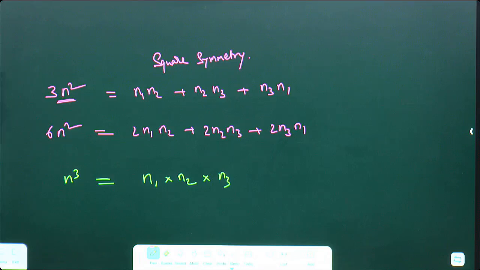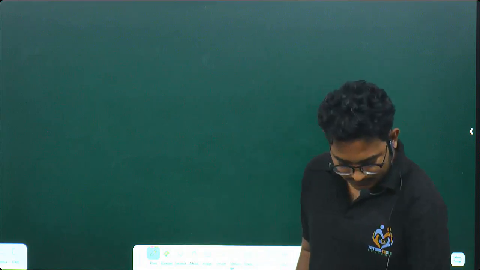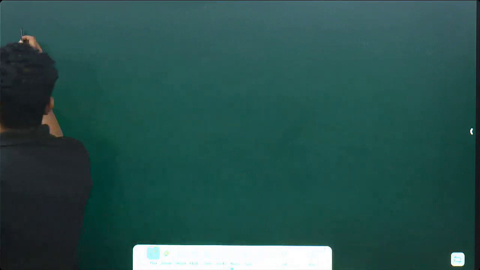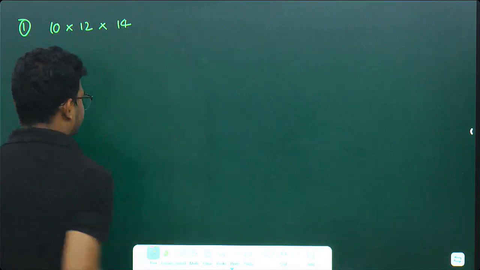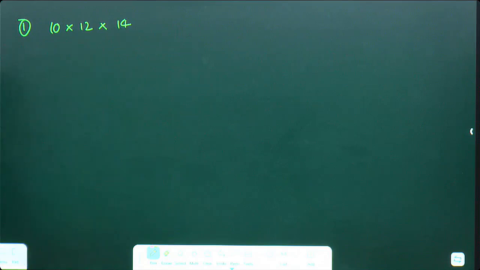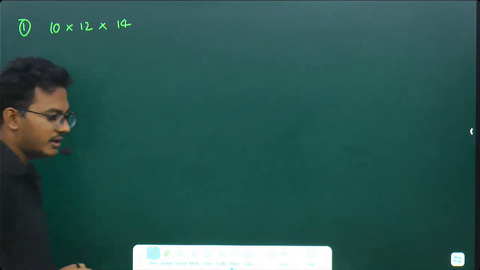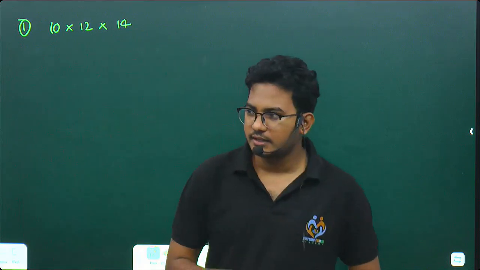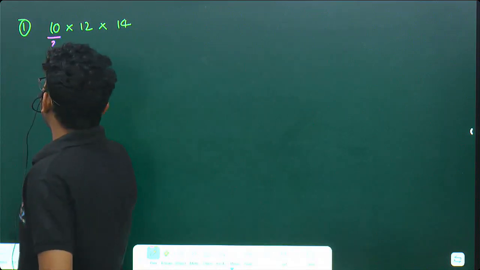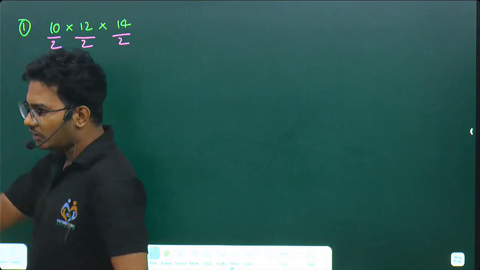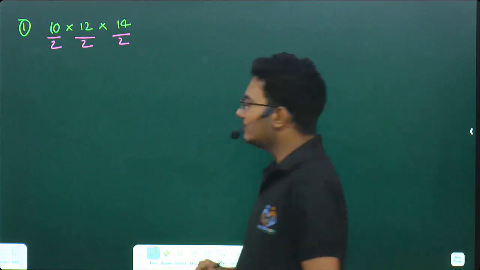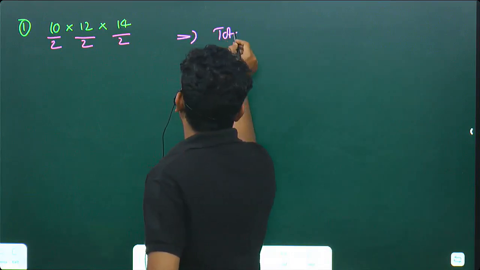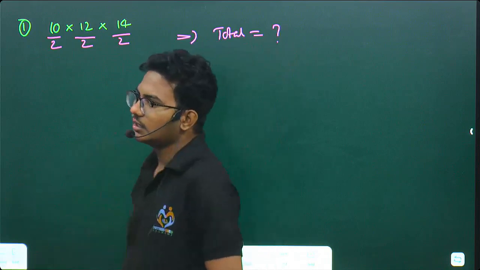Now we'll solve some questions. This time, no need to write the full question. I have given you a cuboid of length, breadth, and height 10, 12, and 14. Now I want to cut this cuboid into small cubes of length 2 centimeters. Tell me the total number of cubes.